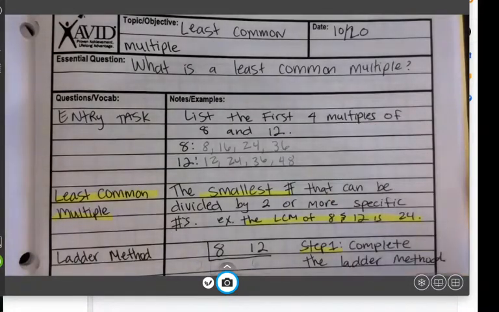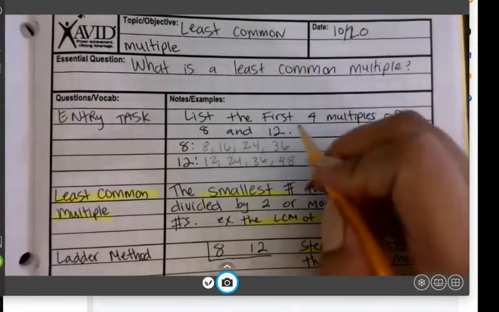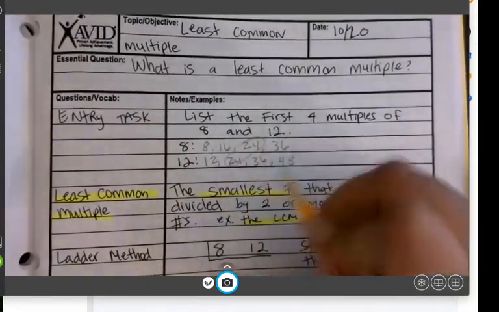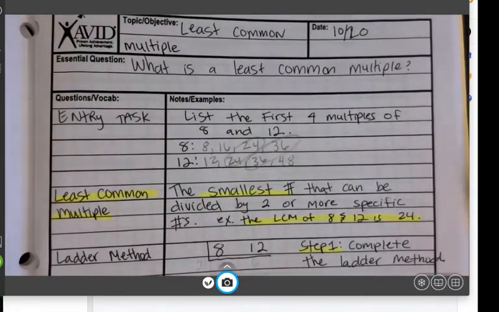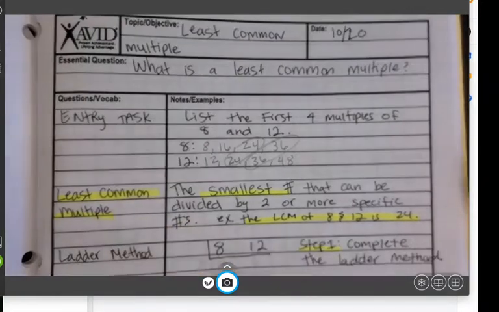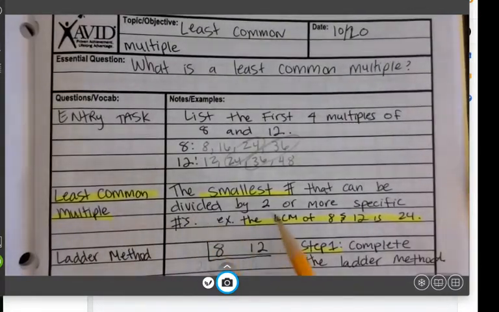That's a little prelude there. Today we will be talking about the least common multiple. So 8 and 12 have common multiples. I see 24 is a common multiple, and 36 is also a common multiple. But we want to find the least common multiple, which is the smallest number that can be divided by two or more specific numbers. Example, the least common multiple of 8 and 12 is 24.